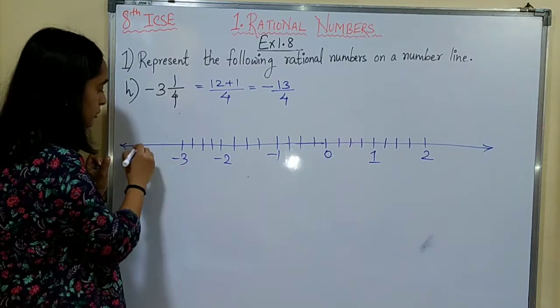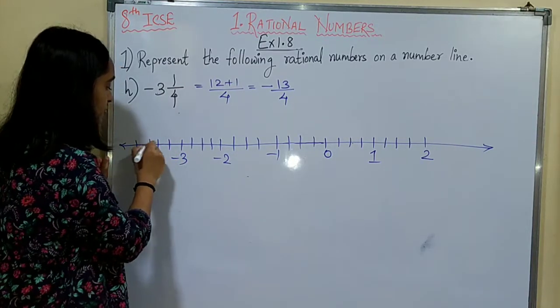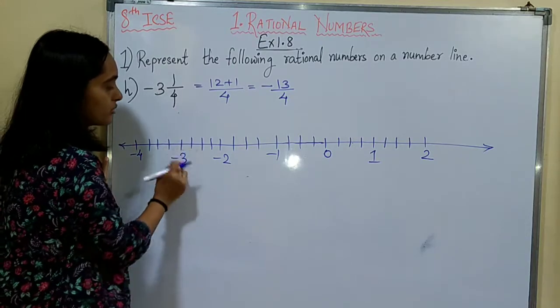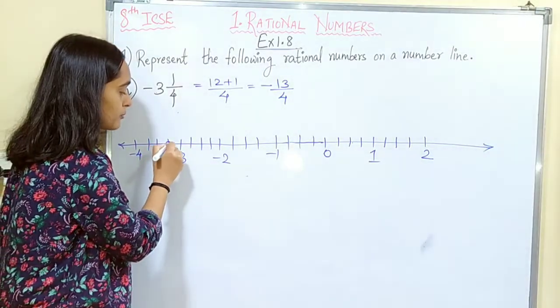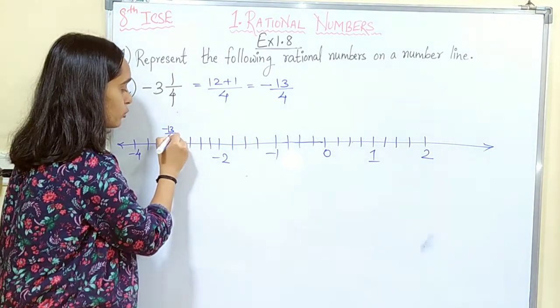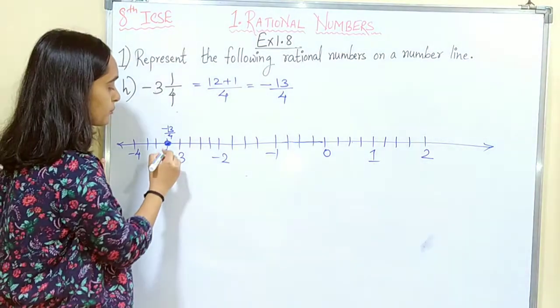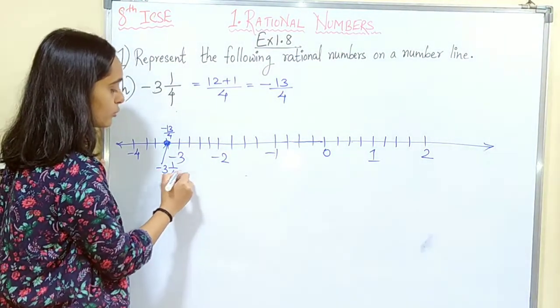I am taking one more number, minus 4. So it will be 1, 2, 3 and 4 divisions. So till here we got minus 12 upon 4. So this will be minus 13 upon 4, or you can say minus 3 integer 1 upon 4.